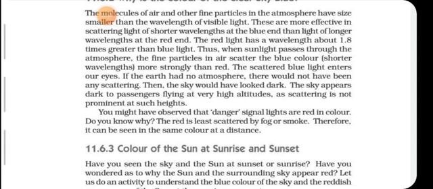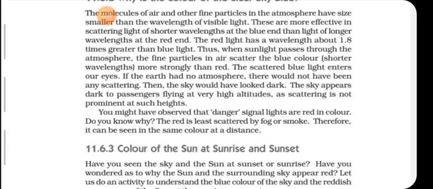You might have observed that danger signal lights are red in color. Red is the least scattered light by fog or smoke. Therefore, it can be seen in the same color at a certain distance. Fine, students, I hope you are clear with this.